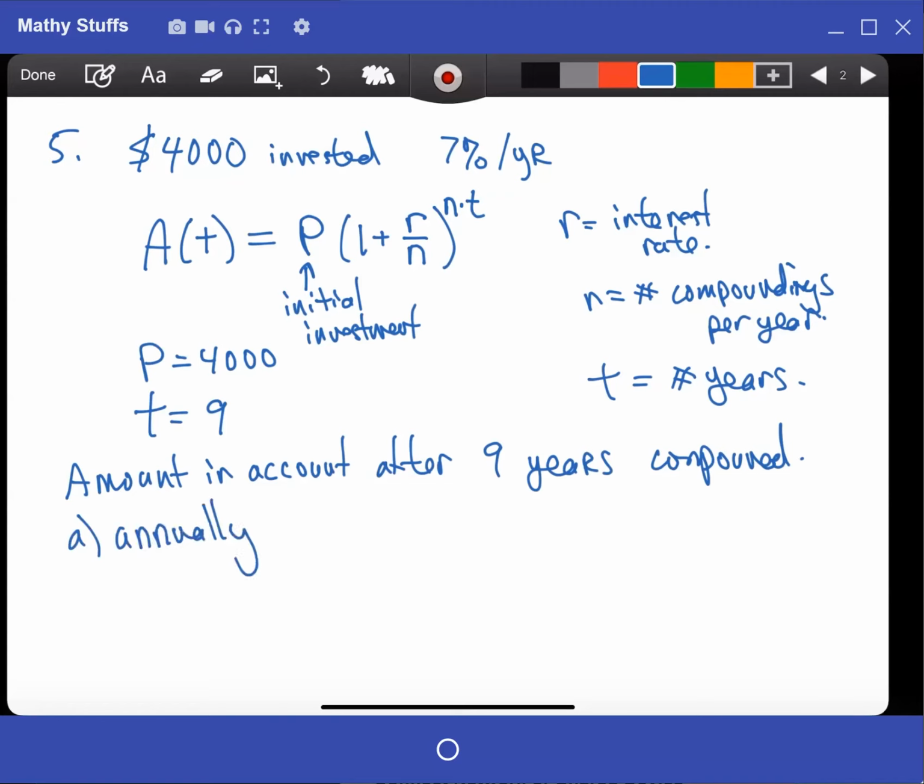And that means we're compounding once a year. So N equals 1. And my interest rate, I'll put that up here, is 0.07. That's 7% converted to a decimal. So our formula now, the amount after 9 years is going to equal 4,000 times 1 plus our interest rate, 0.07. And that's raised to the NT. So 1 compounding for 9 years. So T is 9.